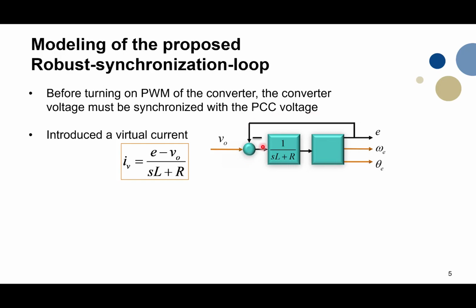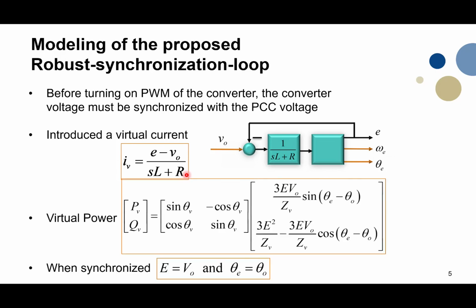We are assuming that there's some error initially, since they might not be the same. So we feed this voltage error, E minus V naught, through a virtual impedance. Here we have a virtual impedance. This virtual impedance gives us some power. So what would be the power? We can write the power this way. So we have the power.